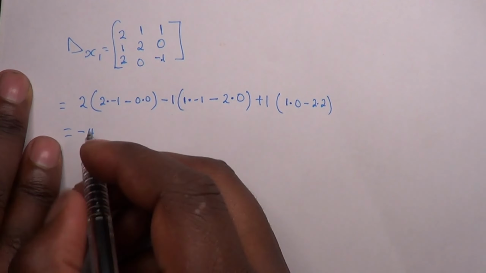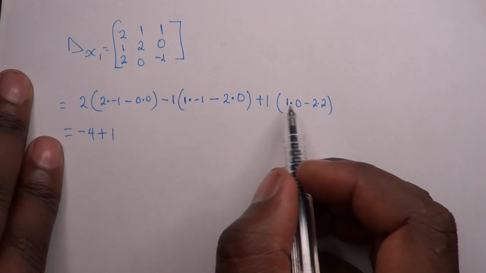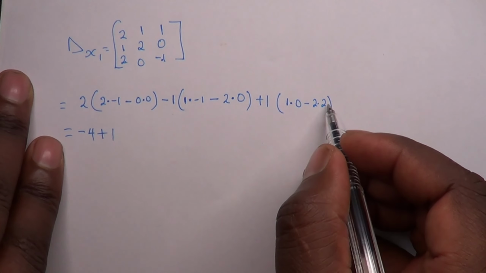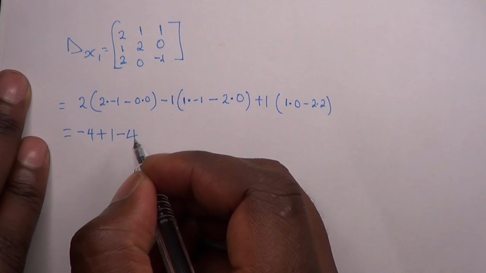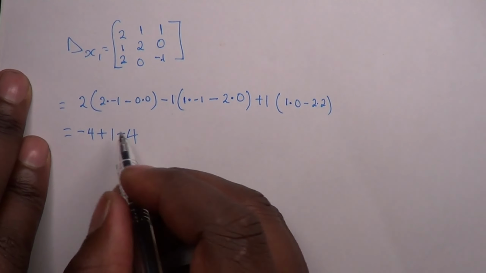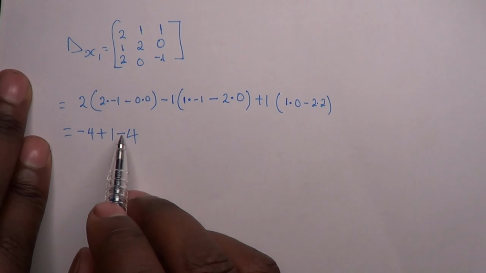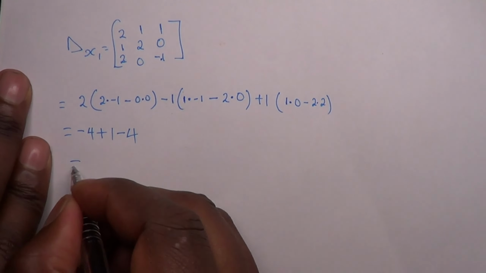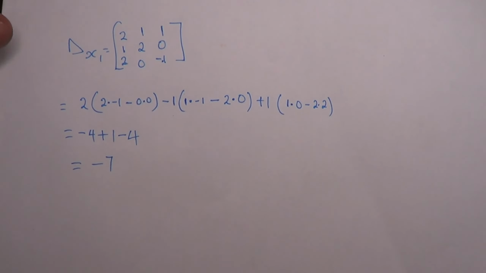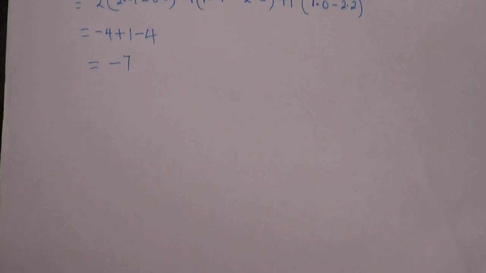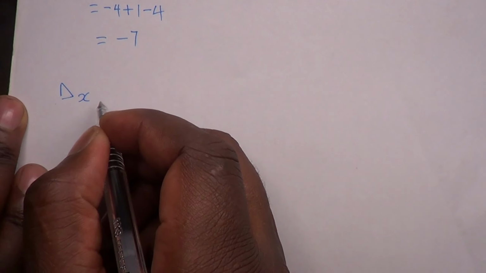Negative 1 times negative 1, that's plus 1. Then the next step, see here, that is now 1 times 0, that's 0, minus 2 times 2, negative 2, negative 4. Negative 4 times positive 1, that's negative 4. So when I added this one here, it is going to be what? You see, that's negative 4 plus 1 minus 4, that's negative 8 plus 1, that's negative 7. That's now dx1.